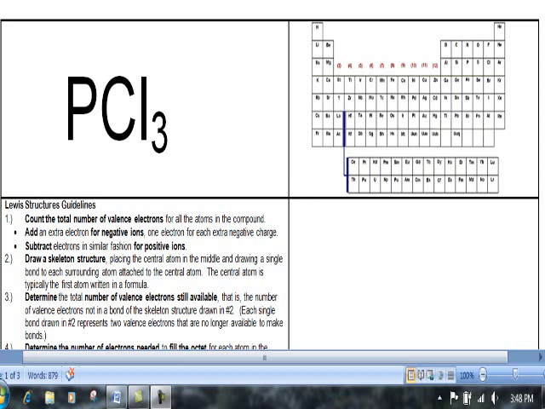Okay, let's take a moment and go through how to do some Lewis structures. The first example we're going to do is phosphorus trichloride.